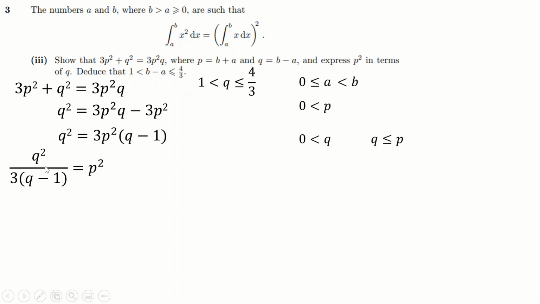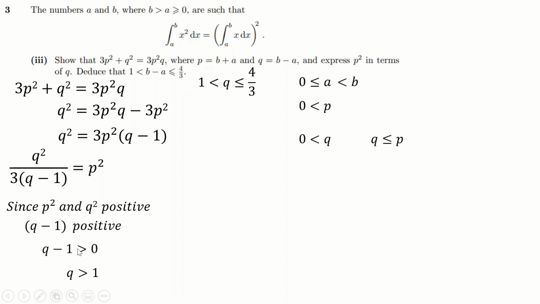Now, let's look over here. Q squared is positive because anything squared is positive. P squared is positive for the same reason. So here's a positive, here's a positive. That means for this to make sense, q minus 1 must be positive. Because if it was negative, this whole fraction would be negative, and then it couldn't equal this, because that's positive. So q minus 1 is bigger than 0, which means q is bigger than 1.